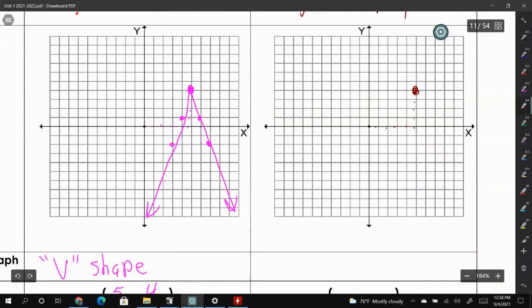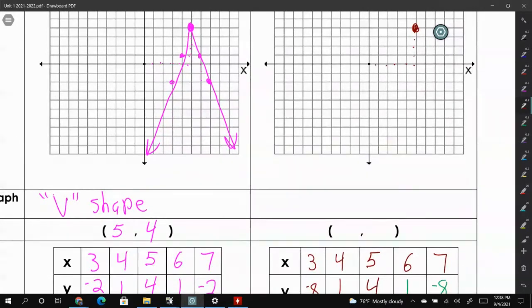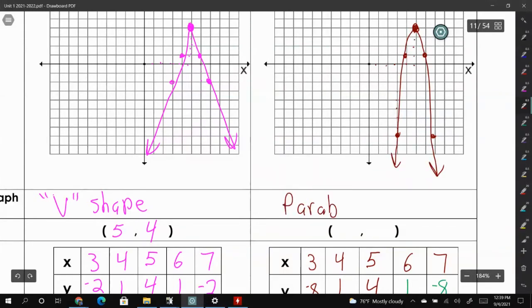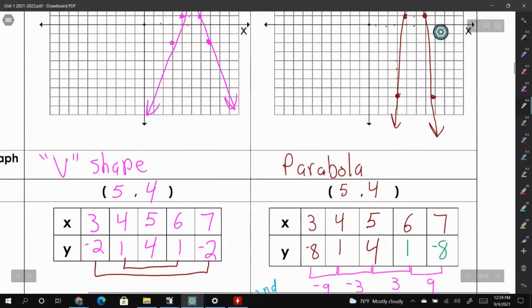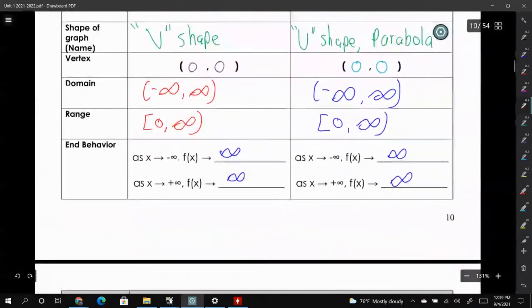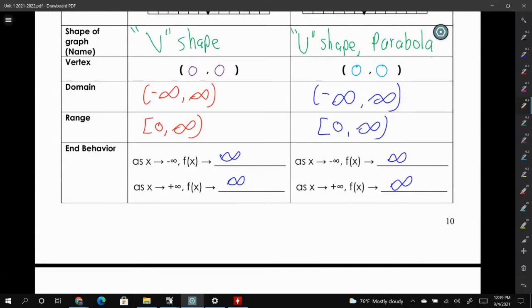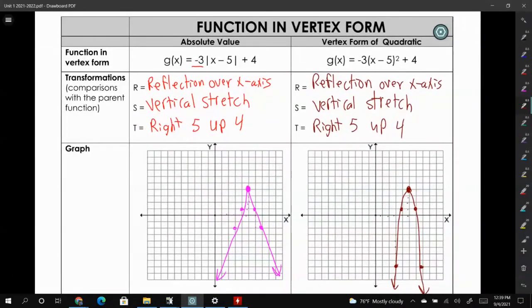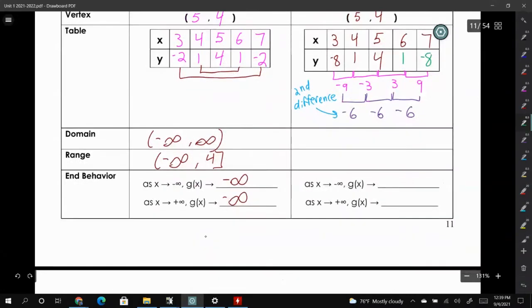Okay, so then let's go ahead and plot these points. We have 4, 1, 6, 1, and then -8, and then -8 here as well. So this is still a parabola. And the vertex is still 5, 4. And just like what we had up here, the domain, range, and end behavior are going to be the exact same as the absolute value function that we just got done writing.